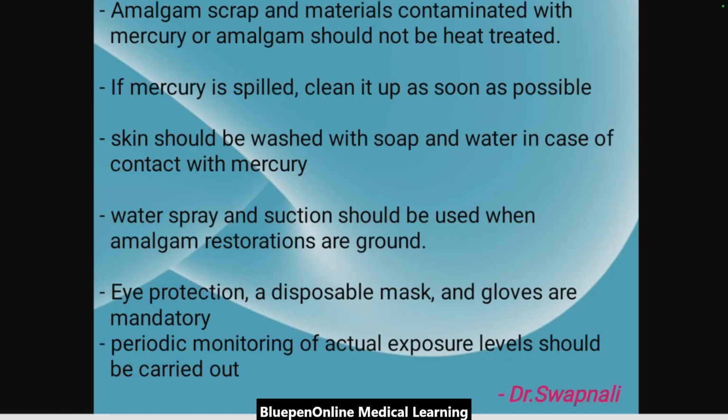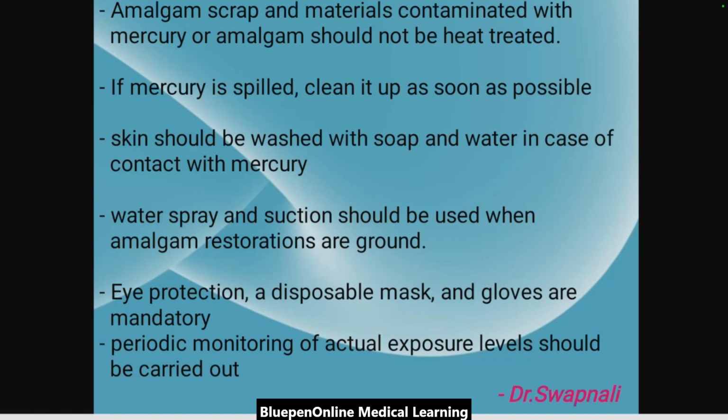So if mercury is spilled, clean it up as soon as possible. Avoid the use of vacuum. Use some mercury powders which are available. If mercury comes in contact with the skin, it should be washed with soap and water immediately. Water spray and suction should be used when amalgam restoration is ground. Say, for example, a patient comes with old amalgam restoration and you have to take out all the faulty restoration. Then make sure that you are using proper suction and water spray while taking that restoration out.